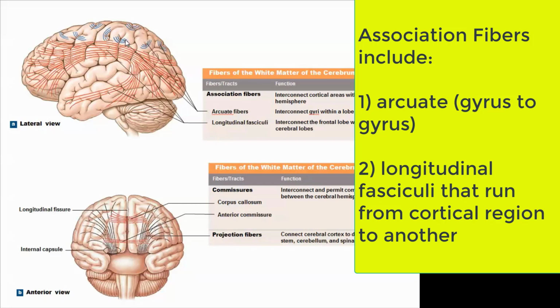And then we have slightly longer fibers called longitudinal fasciculi. And these are also a type of association fiber. And what they do is they're going to interconnect regions of the brain, not just local regions, but maybe different brain areas and different lobes of the brain.